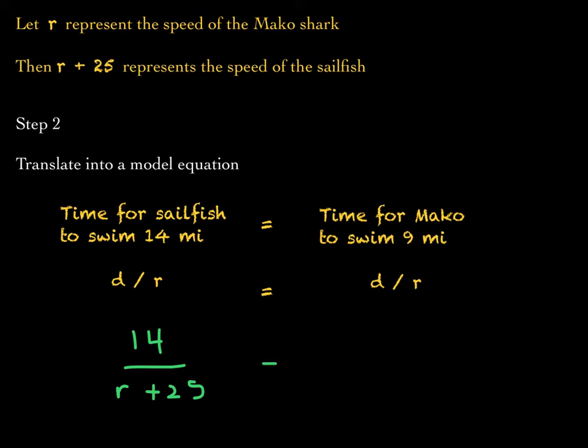And that is equal to, now here on this side, this is the distance of the mako, which is 9 miles, over, now this variable represents the speed of the mako, and we said the speed of the mako shark is just simply r. So there's our equation.